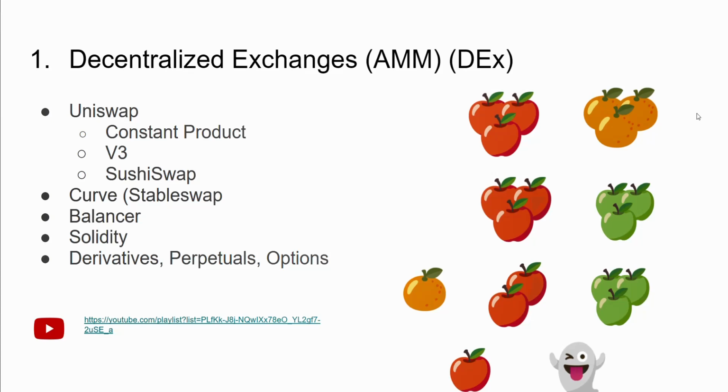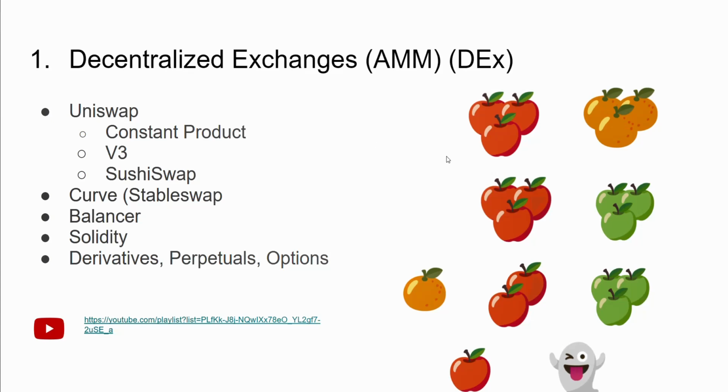And then if I come back with 1 orange, maybe I'll be able to take out 1 and a little bit of apples, okay? So this is kind of how constant product works and how Uniswap works. It's basically 2 tokens. They're compared to each other based on their supply inside this pool, okay?